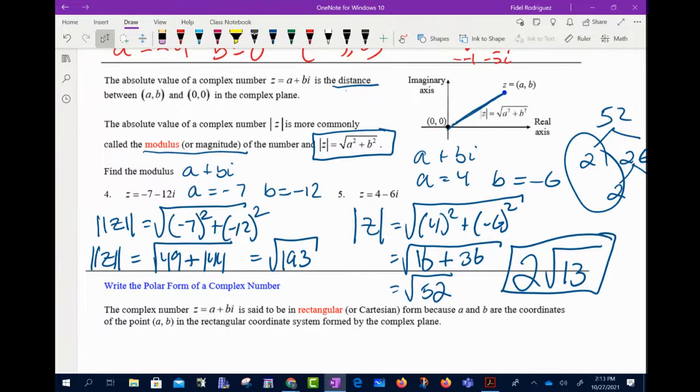So in the next couple of sections, we're going to be talking about vectors, and a vector is like a directed line segment. And in doing that, sometimes we need to know the length of those vectors for certain applications.